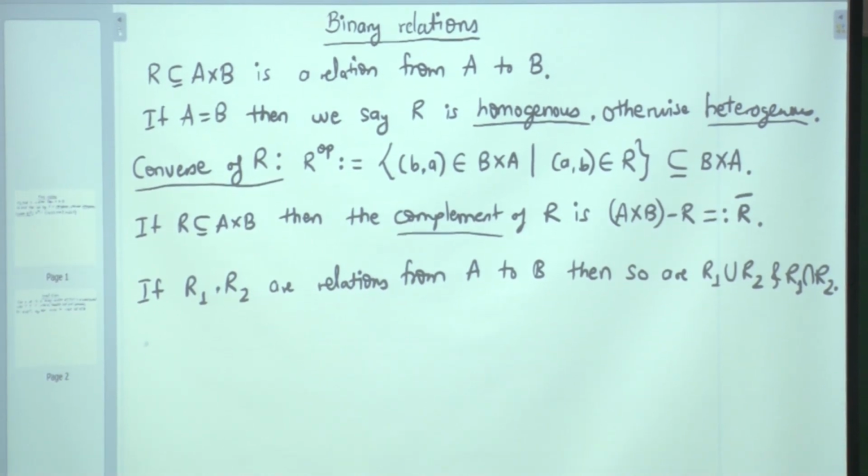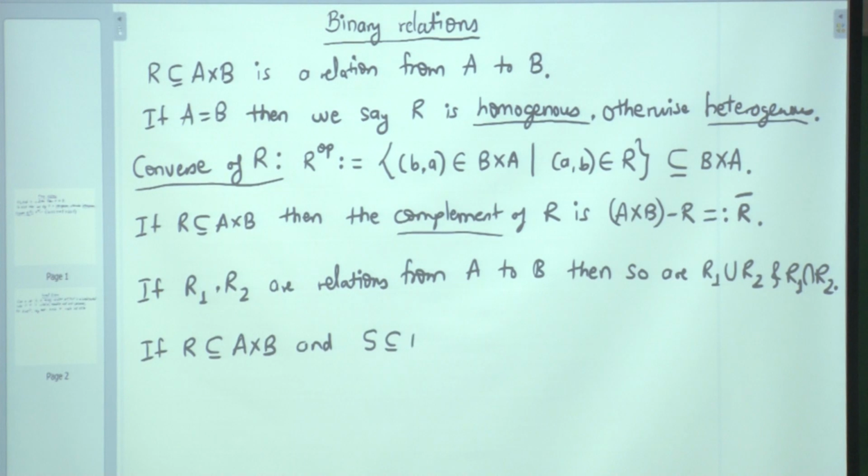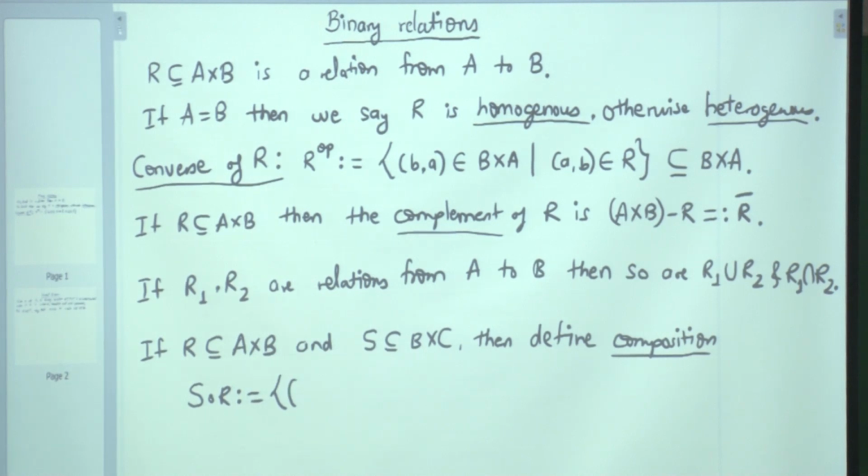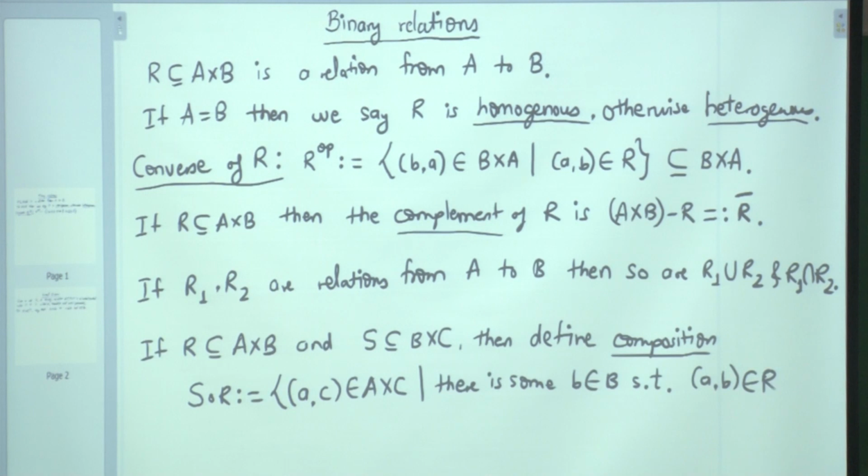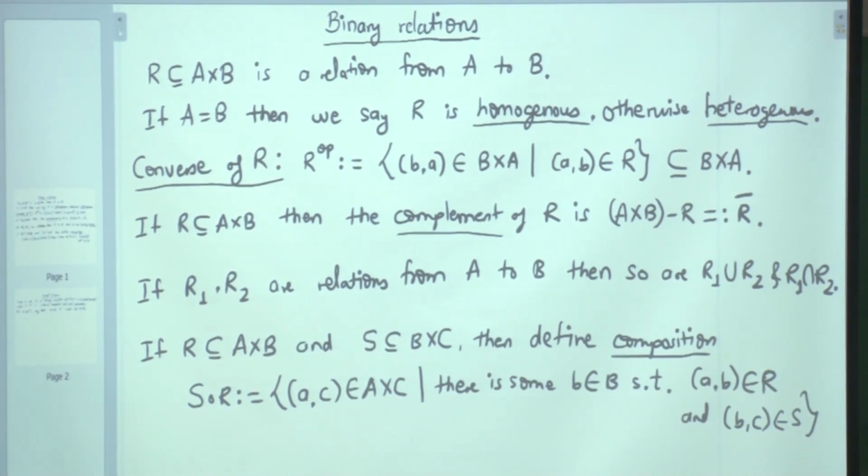Now the next thing, if R is a subset of A cross B and S is a subset of B cross C, then define the composition S composed with R as the set of all A comma C in A cross C such that there exists some B in B such that A comma B is in R and B comma C is in S. So basically they are connected through some element of B.